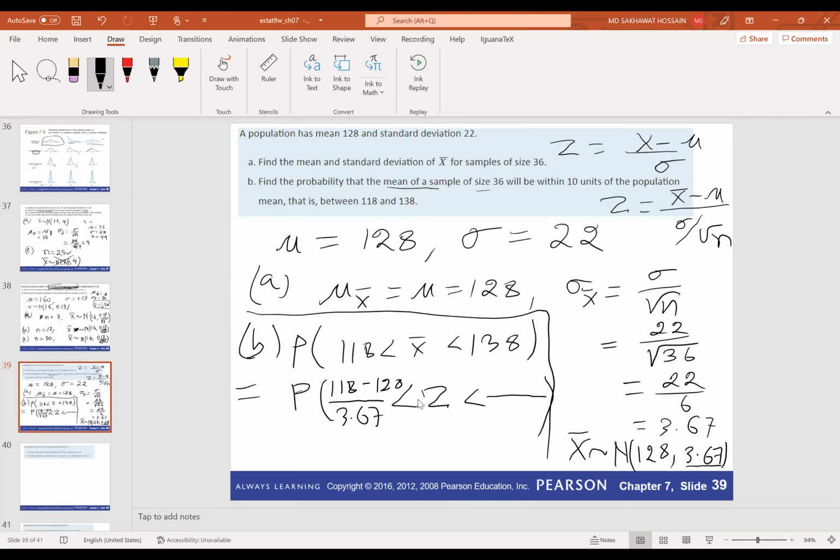Similarly, we need to convert this one to z-score. So that means 138 minus 128 divided by 3.67. Now simplify the first one and also simplify this one. Then you will get these two z-scores. So what is the z-score for the first one? This is 118 minus 128 divided by 3.67, so it will be negative 2.72. And what is the z-score for this one? This will be positive 2.72, right?